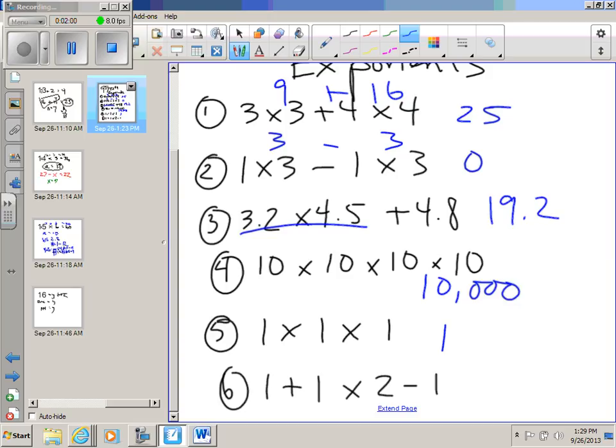1. 1 plus 1 times 2 minus 1. 1 times 2 gets done first. So 1 plus 2 is 3. Minus 1 is 2. Very good.